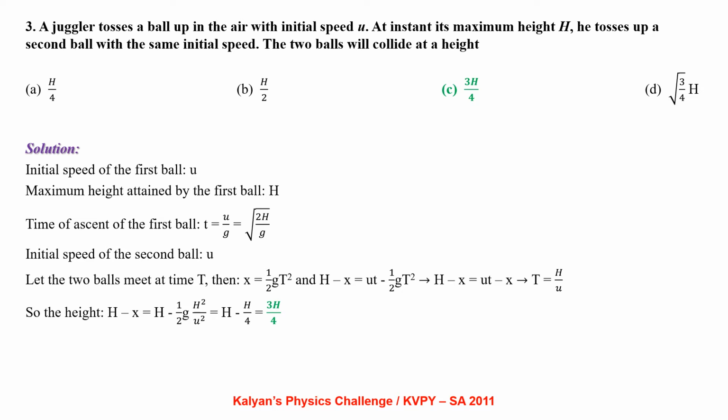Let the two balls meet at time t. Then we can write x equals half g t square, and H minus x equals u t minus half g t square. So we have t equals H by u. So the height at which the balls meet is H minus x, that is H minus half g H square by u square, which comes out to be 3H by 4.